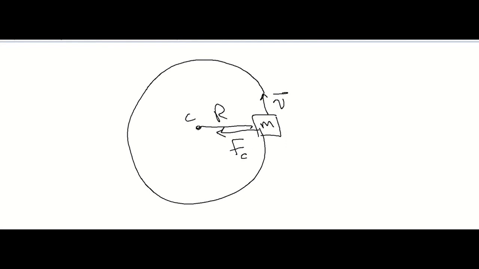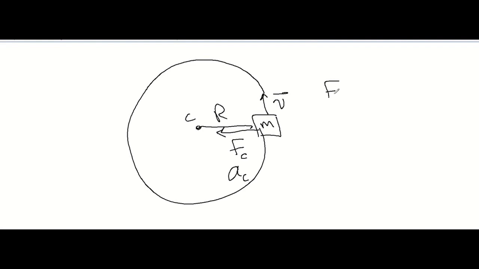Now, of course, according to Newton's second law, there will be an acceleration having the same direction as the centripetal force, which is toward the center as well. This acceleration is generated because of the change of the velocity's direction due to the force applied.